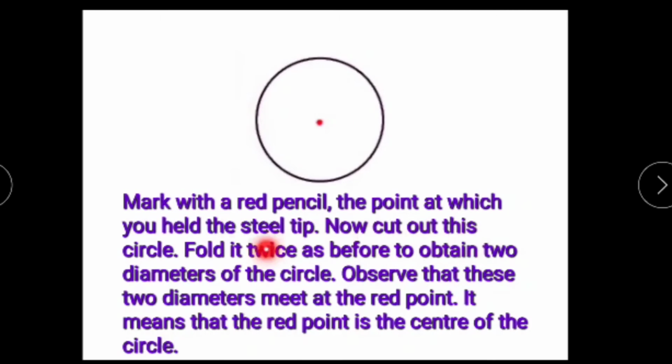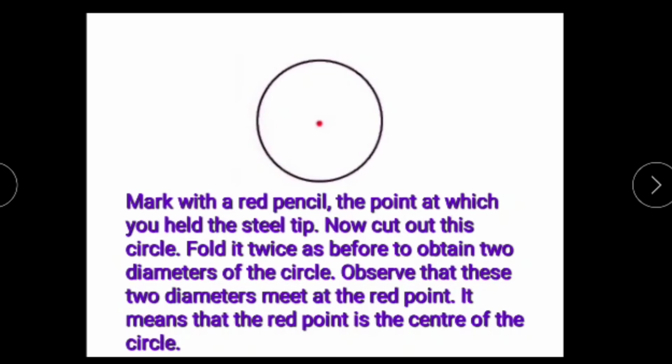Now cut out the circle, fold it twice as before to obtain 2 diameters of the circle. Now cut out the circle and what will you do? Fold it twice as before to obtain 2 diameters of the circle. Observe that these 2 diameters meet at the red point, it means that the red point is the center of the circle. When you make the diameter here, so you will get center of the circle.